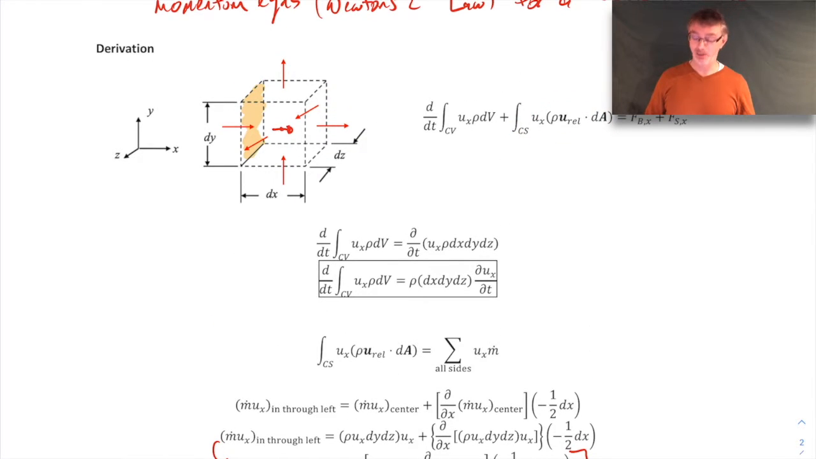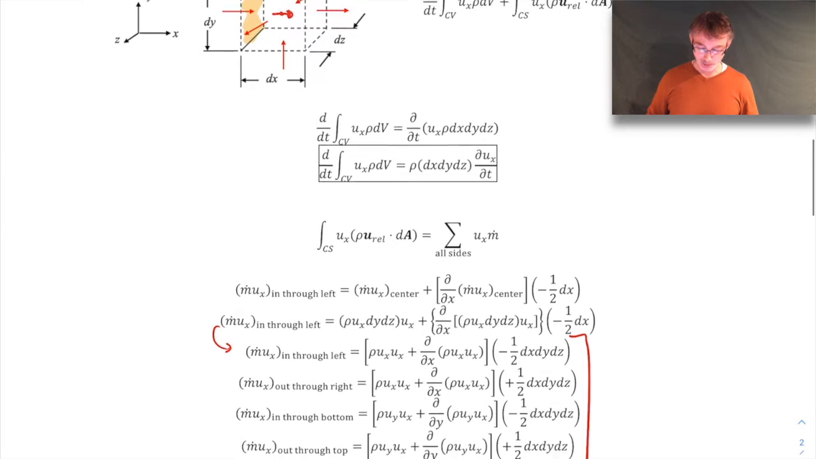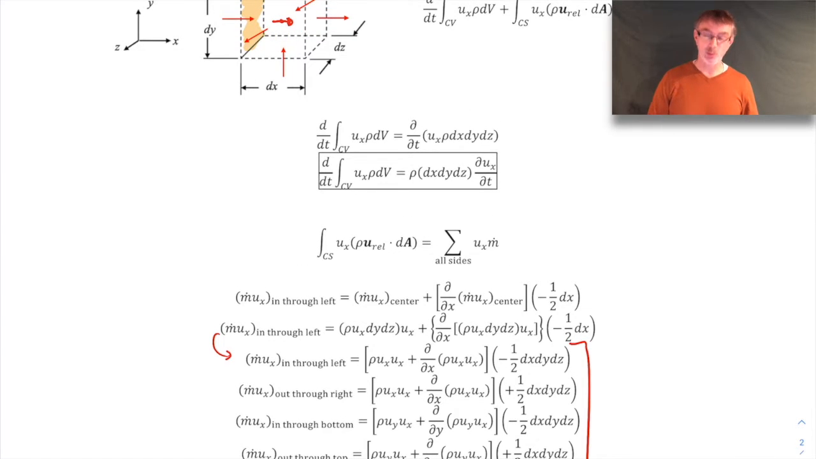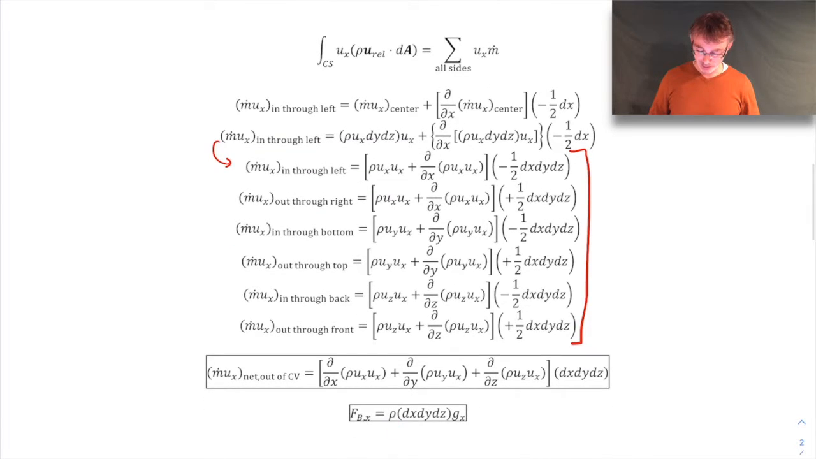Now let's go ahead and do the body force term and the surface force term. So the body force term is pretty simple. Let me go back up to the picture. Body force on this cube is just going to be the mass of the cube times the gravitational acceleration in the x direction. I'm only worried about gravity when I derive this. So that's just here. Here's the density times the volume. That gives me the mass, and then there's gravity in the x direction. So that's the body force term.